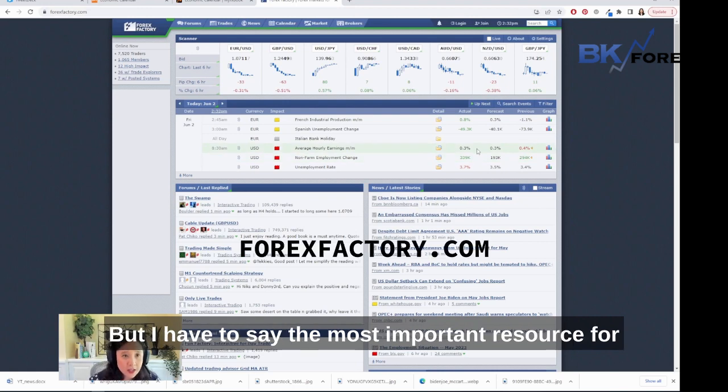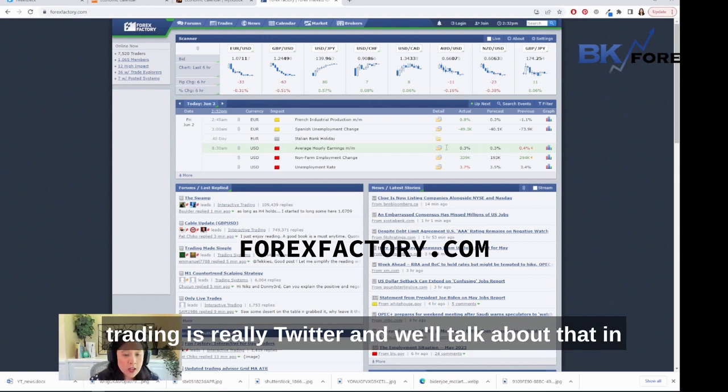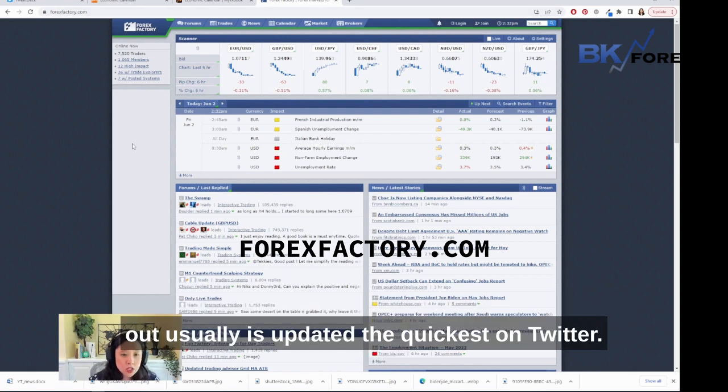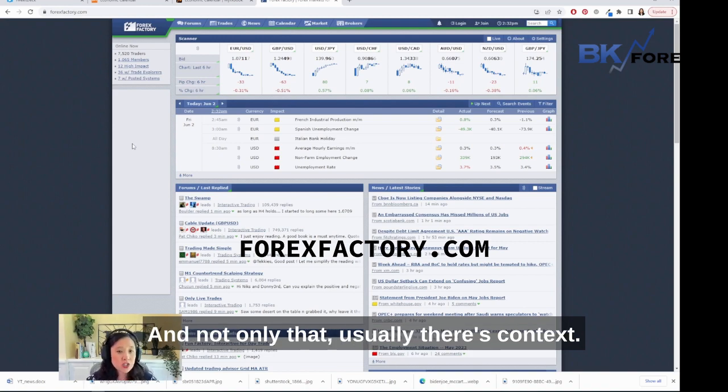But I have to say, the most important resource for trading is really Twitter. And we'll talk about that in a second because any piece of economic data that comes out usually is updated the quickest on Twitter. And not only that, usually there's context.